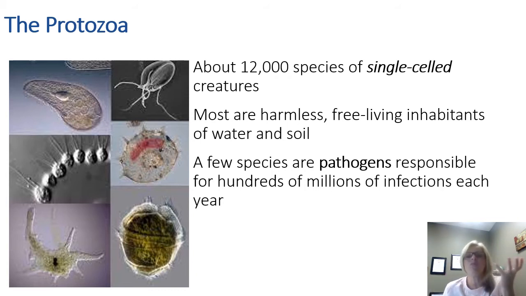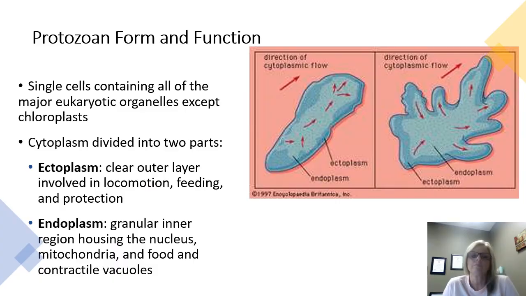We've got at least 12,000 species of single-celled creatures. Most of them are harmless, free-living inhabitants of water and soil. A few of them are pathogenic, which gives us millions of infections each year. And you can see some of these different ones here. Here you have an amoeba. This is a dinoflagellate and some other things.